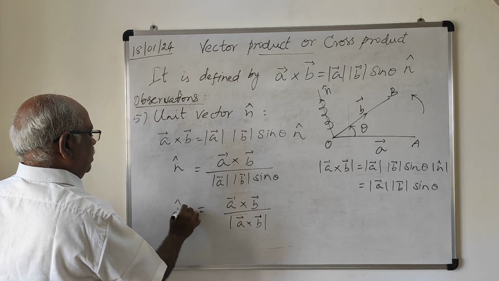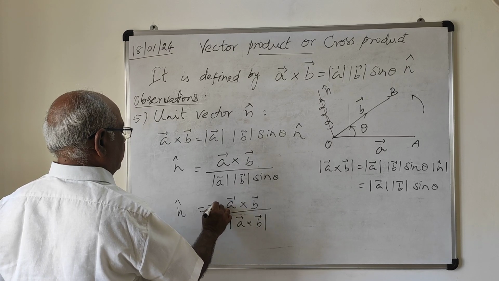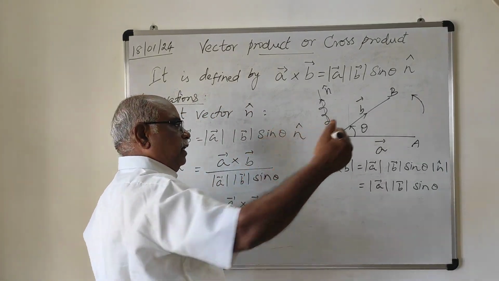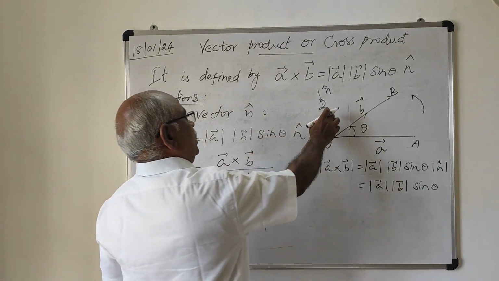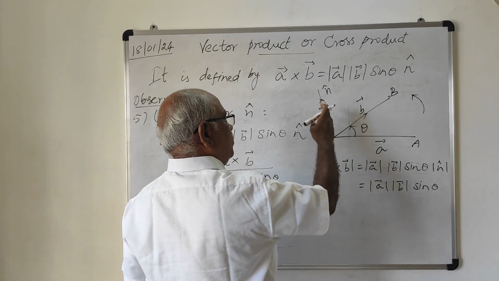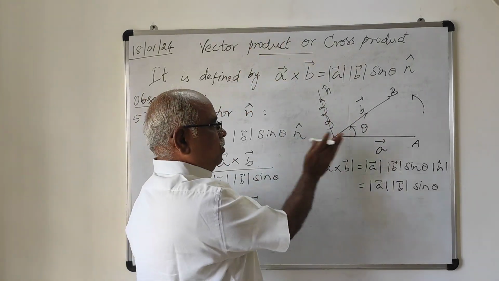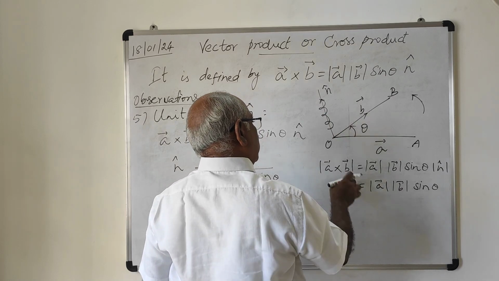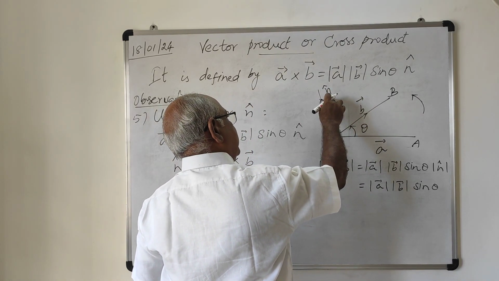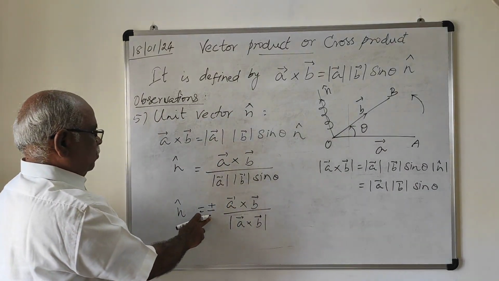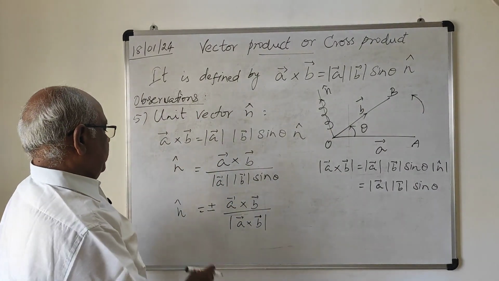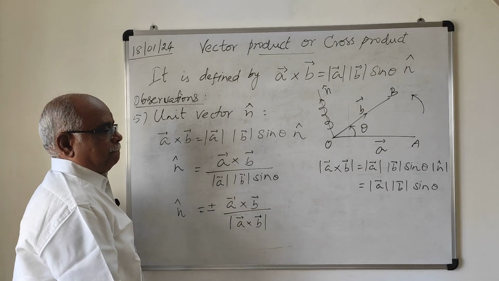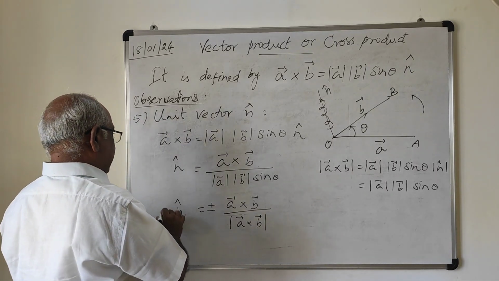This is n cap. It can be expressed with a plus or minus sign, because this n cap is going upward or downward, outward or inward. It is in both directions, perpendicular to both A and B, in the outward direction or inward direction, upward or downward. Therefore, both are perpendicular to A and B. If it is upward, plus n cap. If it is downward, it is minus n cap. Therefore, the unit vector n cap can be determined by two directions: plus or minus A cross B by mod of A cross B. So this is the formula for n cap.